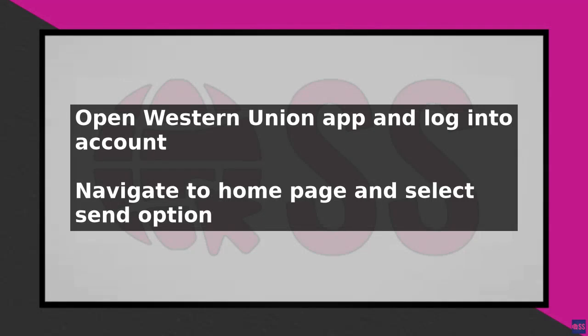To send money through Western Union, start by opening the Western Union app on your mobile device and logging into your account. If you're not logged in, enter your email address or mobile number and password, or use Face ID if it's set up. Once logged in, navigate to the home page and select either Check Rates or Send at the bottom of the screen.